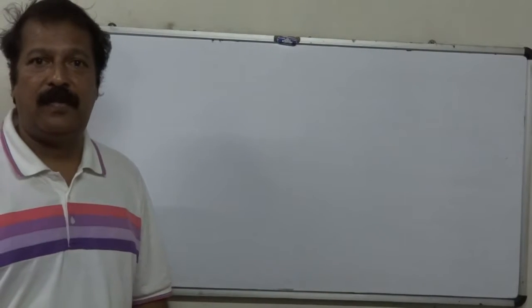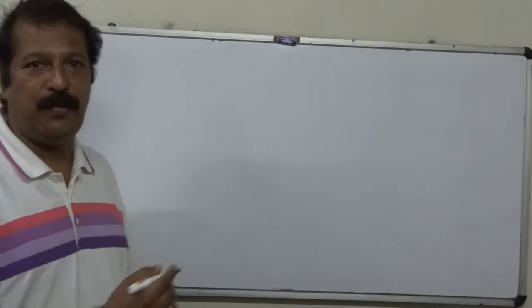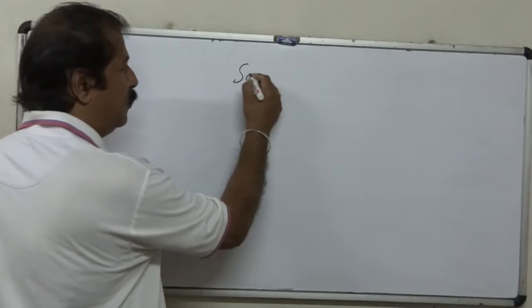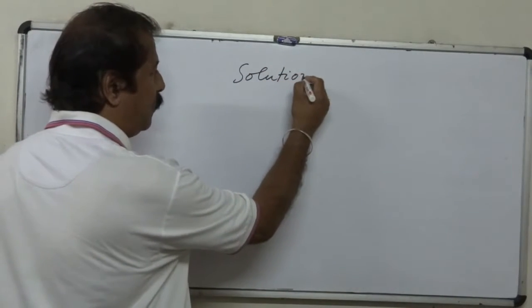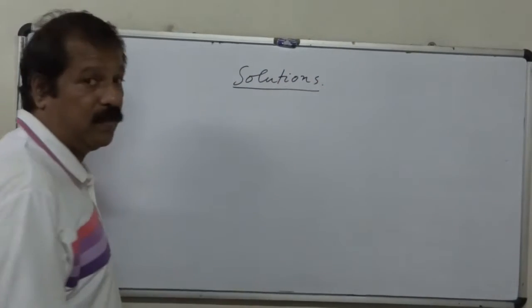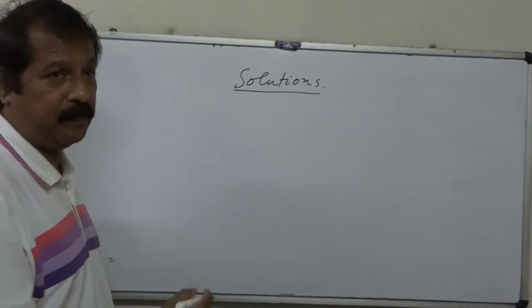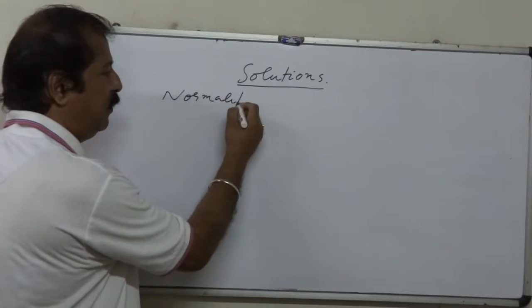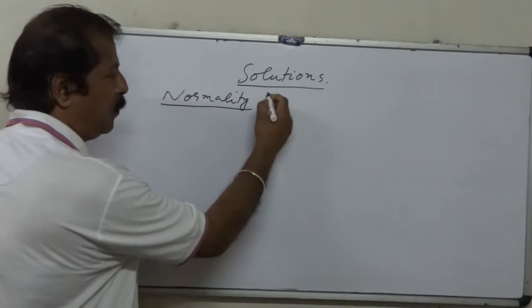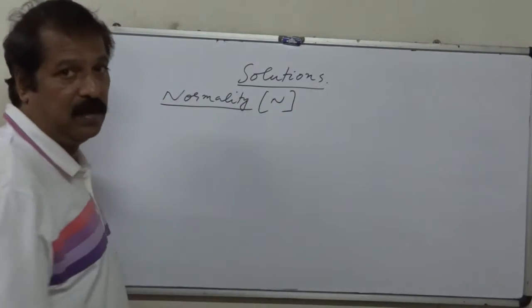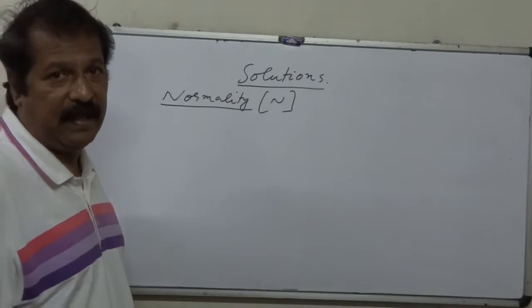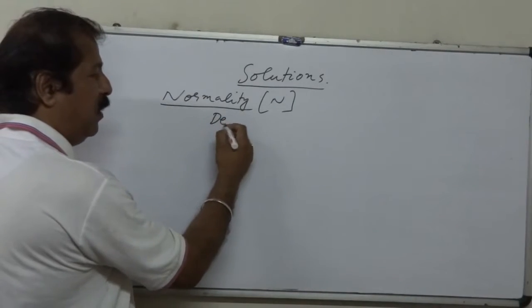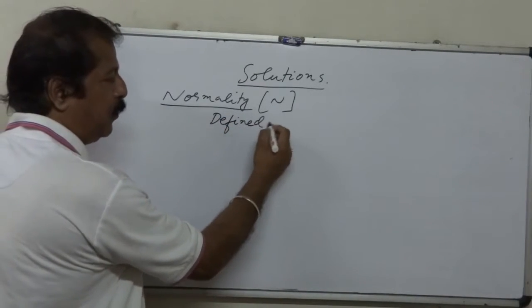Hello students, we will start with the remaining topics of solutions. We have to study one more concentration term, that's called normality. Normality is represented by the letter N.